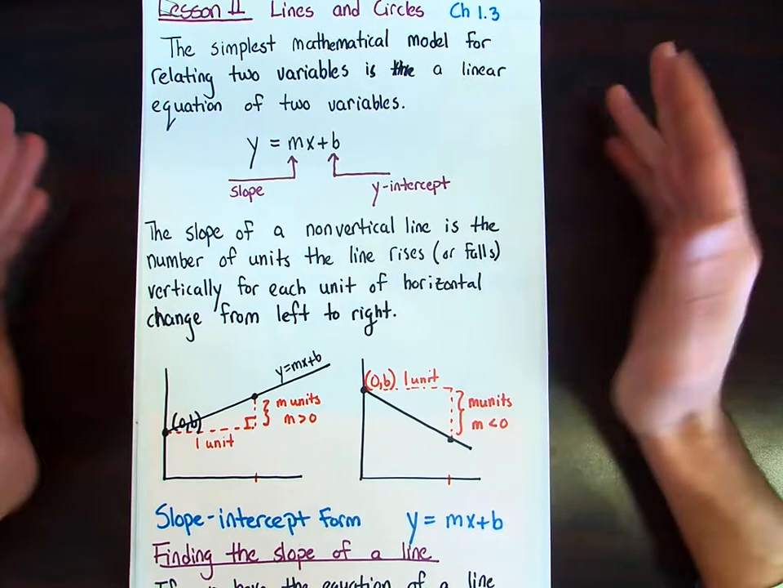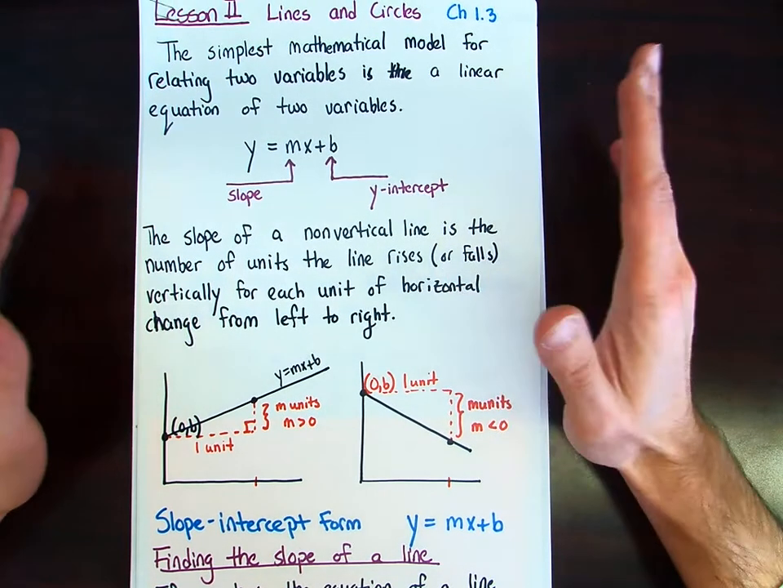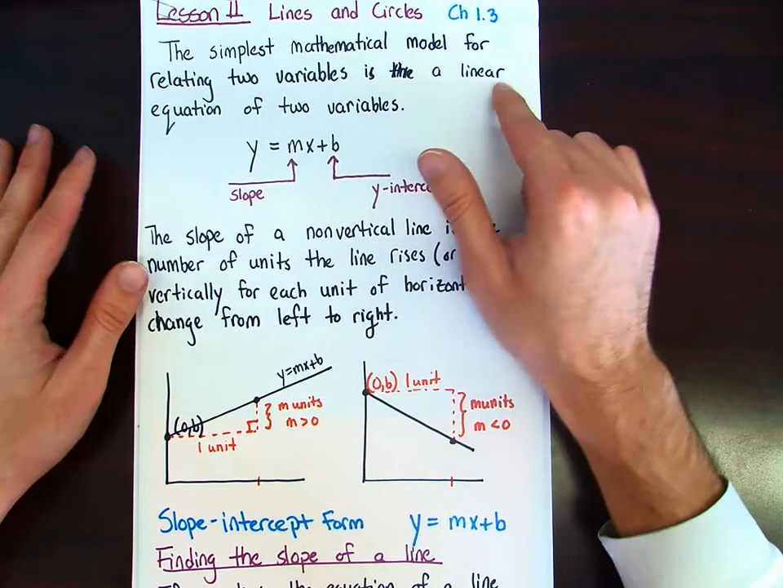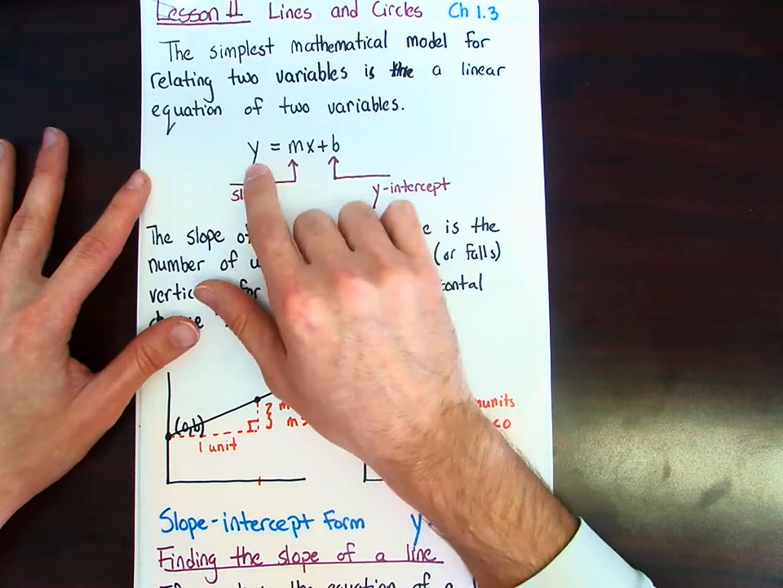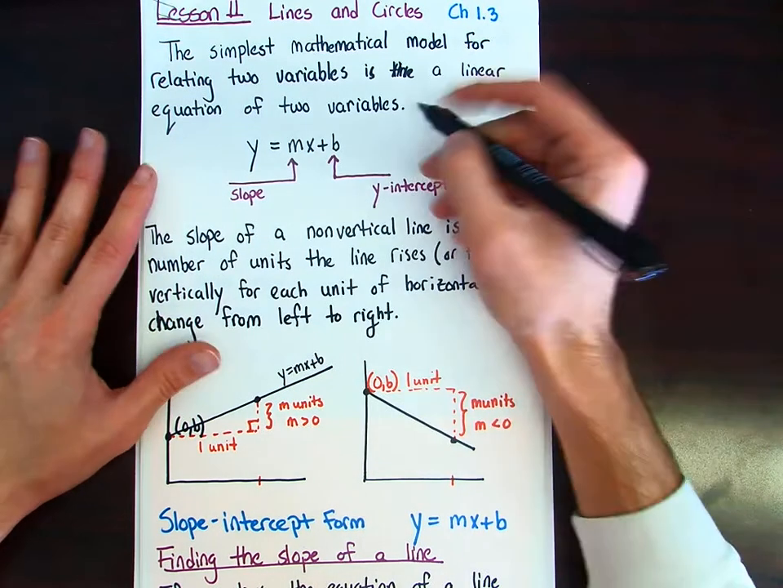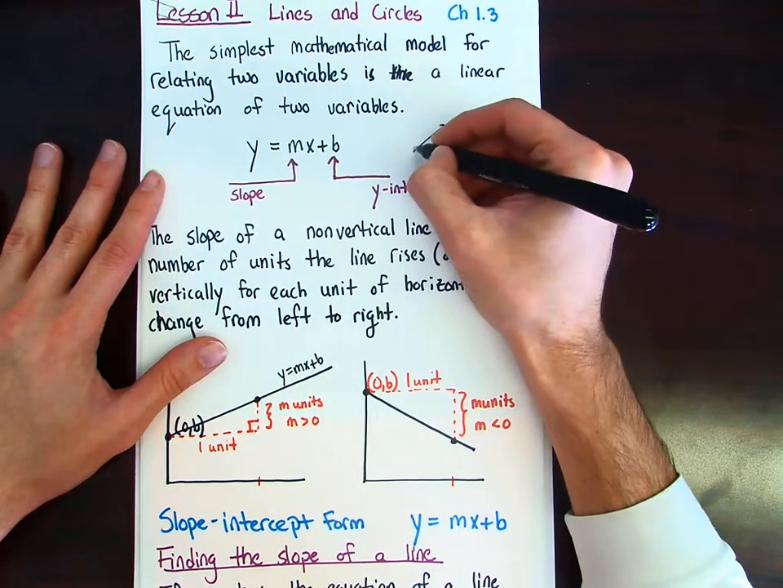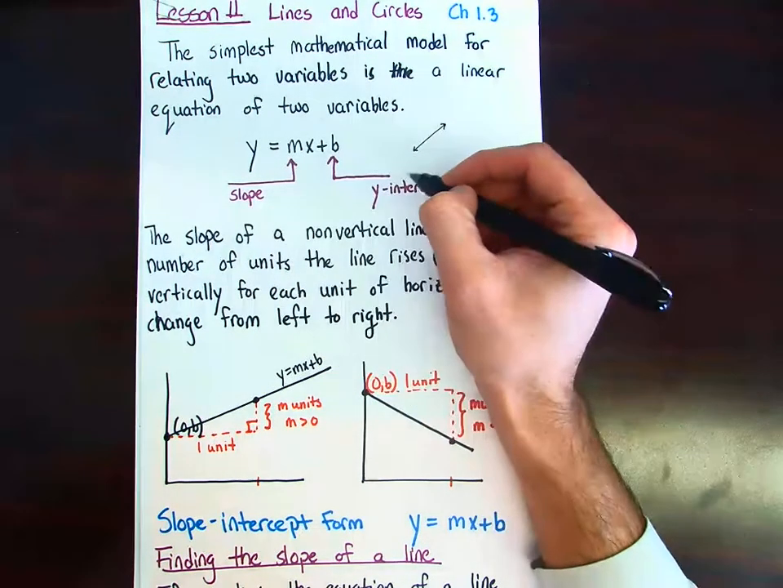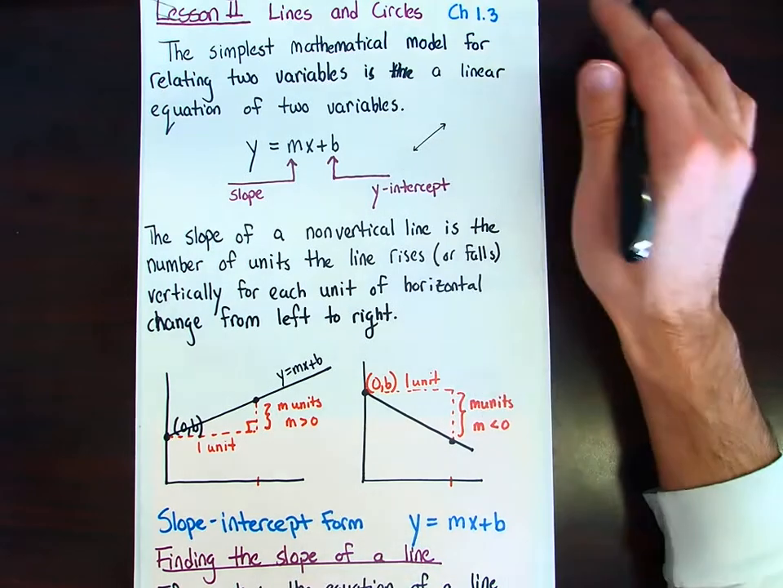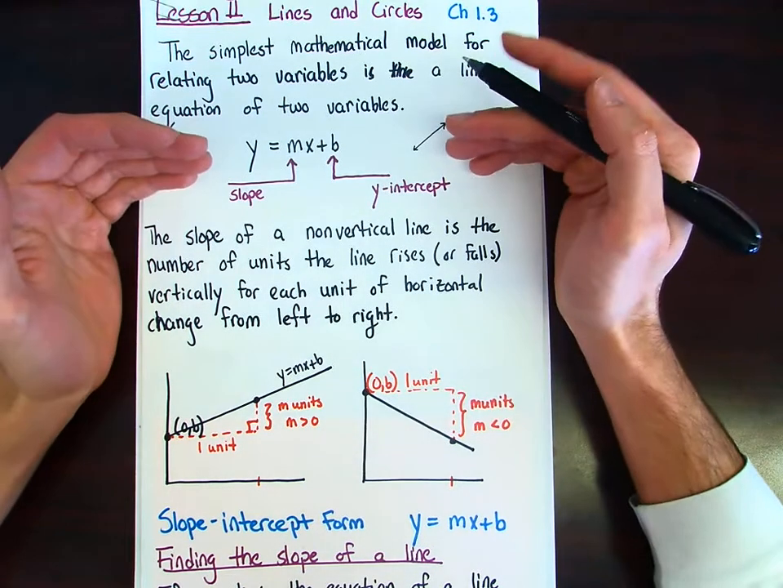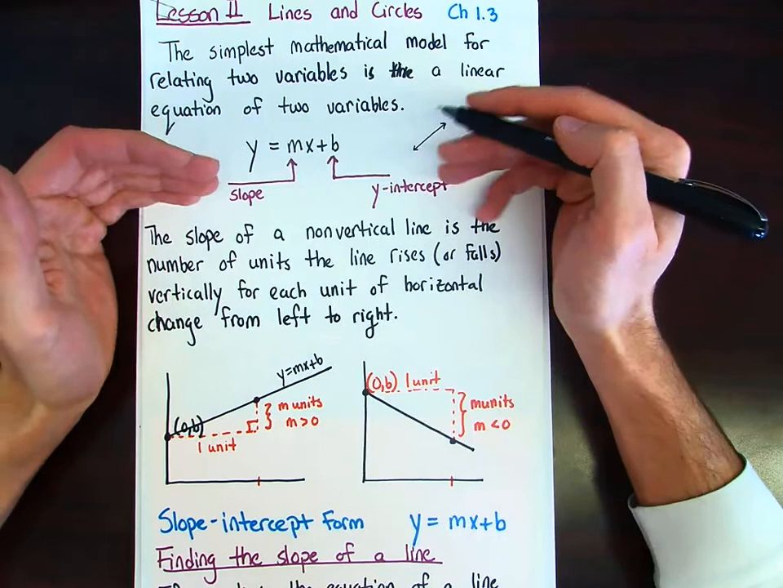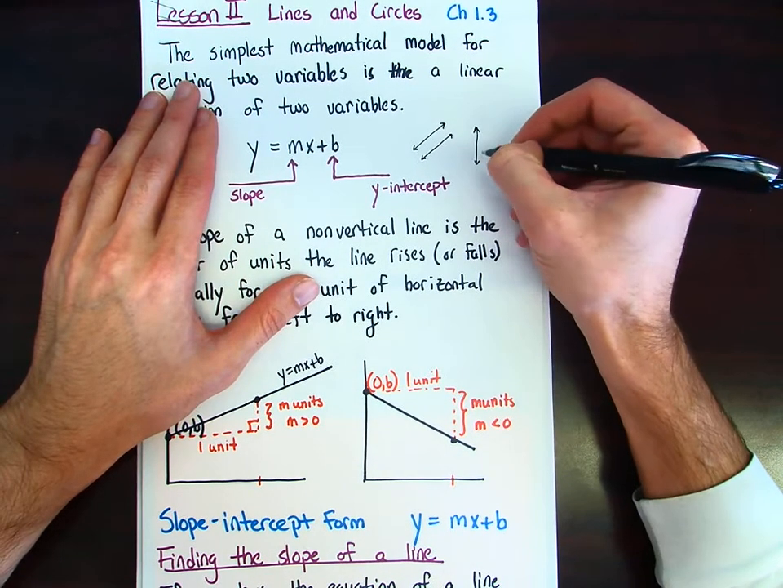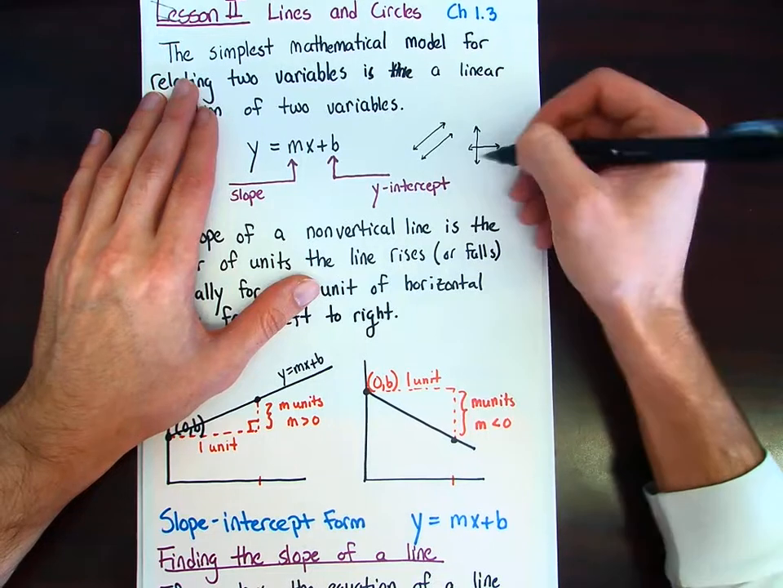So here, please have this in your notes. Pause the video. The simplest mathematical model for relating two variables is a linear equation of two variables. So we have y equals mx plus b, and this is the equation of a straight line. Here, the m value calculates our slope, and the b value is our y-intercept. This seems very basic at first, but hopefully once we get to parallel and perpendicular lines, this idea of slope will be a little bit better for us.